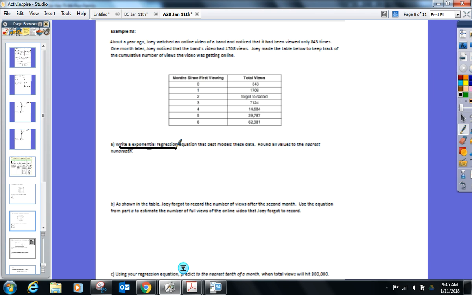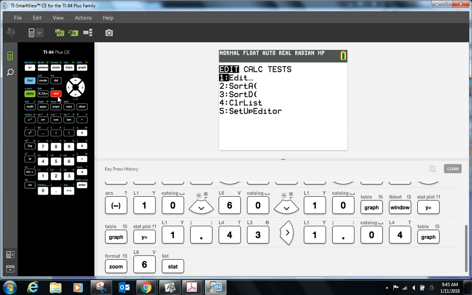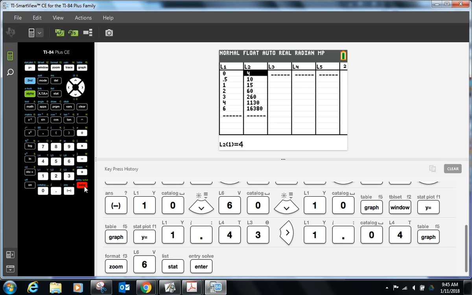An exponential regression. Okay, everyone remember where your lists were, because this is where I'm going to put it in. Where were your lists found? Stat, Edit. There they are. Stat, Edit. If you need to clear out a list, again, you highlight L1 or L2, clear, enter.